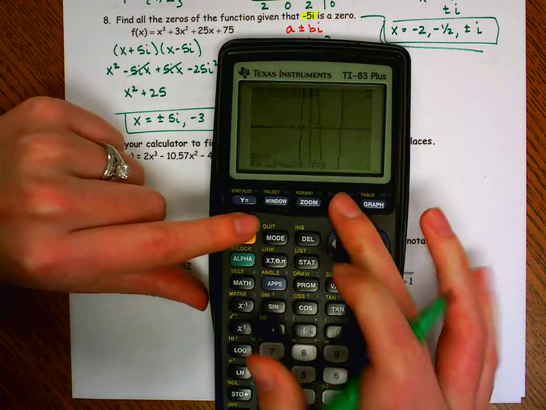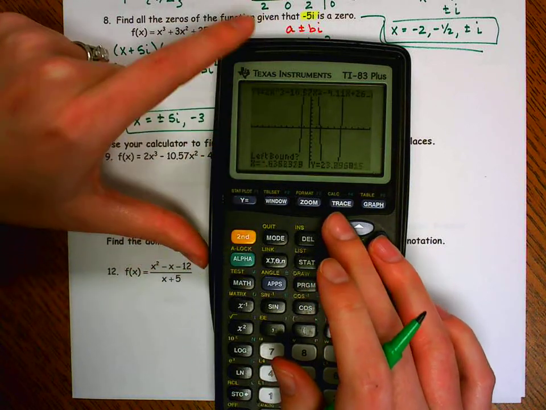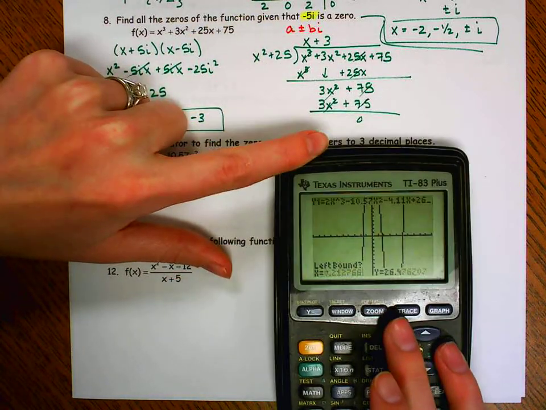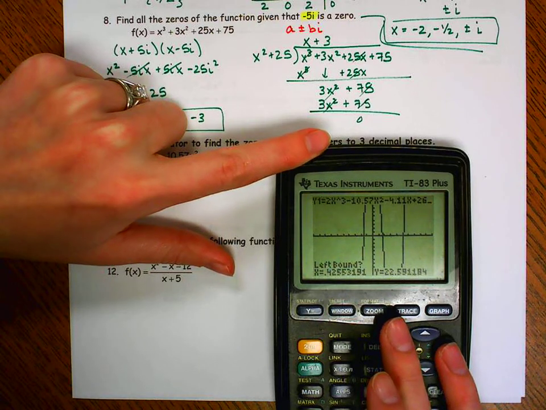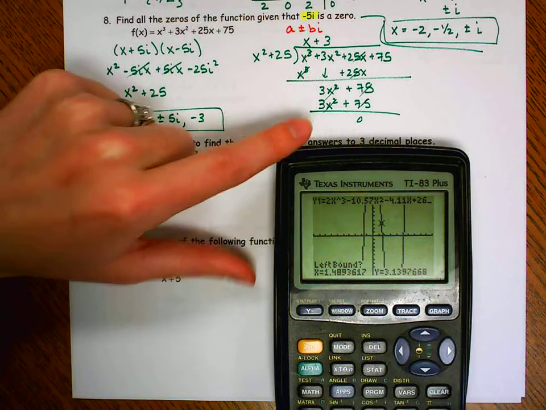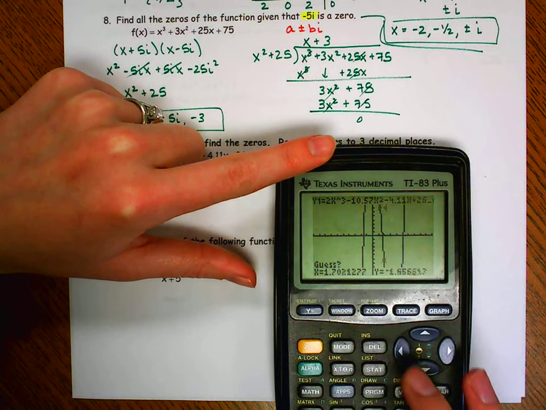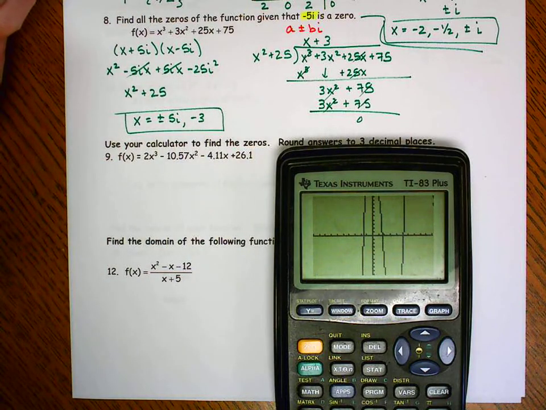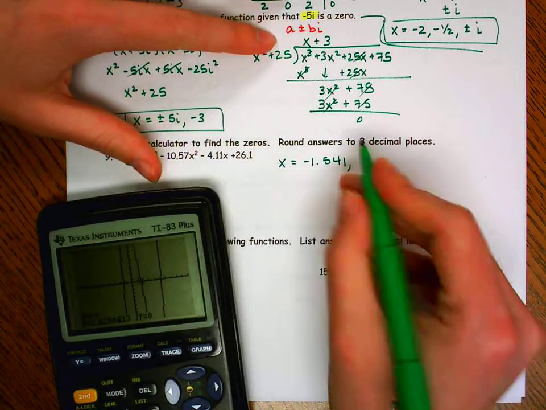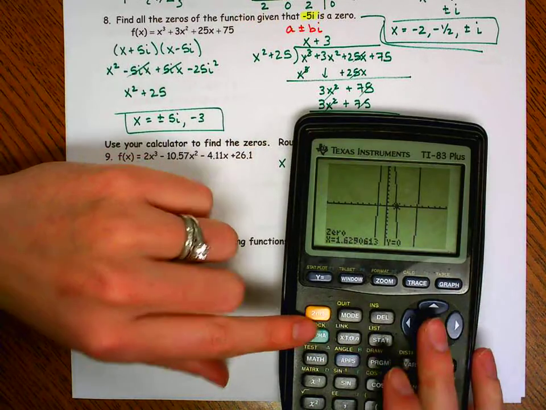I'm going to do a second calc 0. So we're going to scroll over so you guys can see, sorry. So I want my little cursor. It's coming, it's coming. There it is. Okay, so there's my left bound. There's my right bound. There's my guess. And there's my next 0. So at 1.629, we've got to do this one more time.